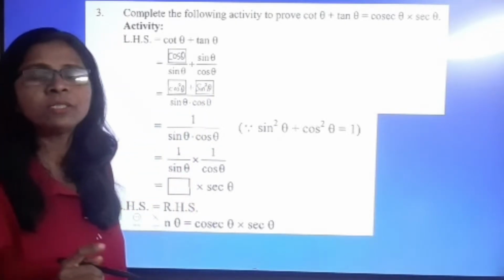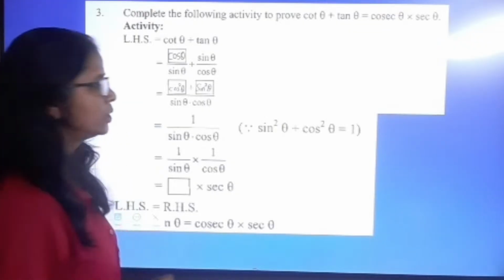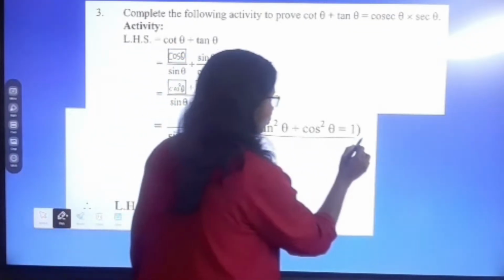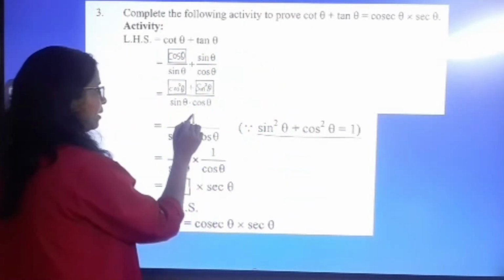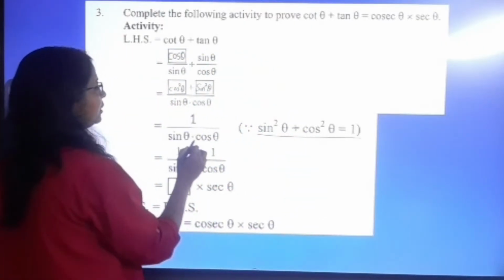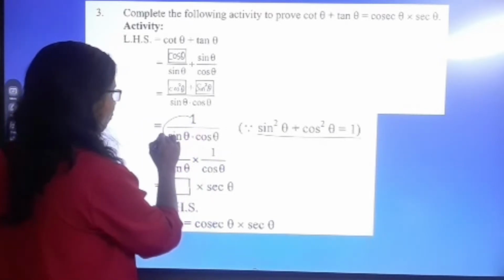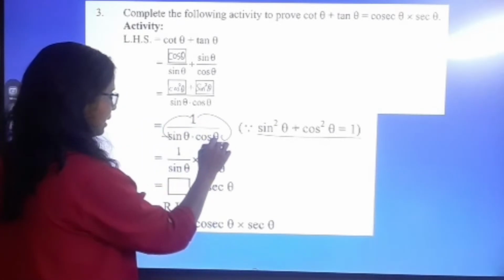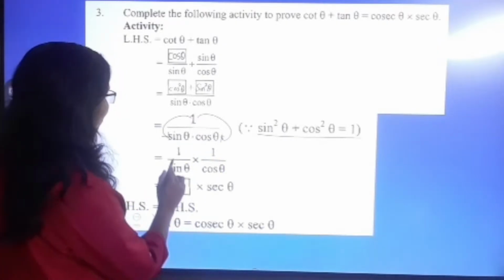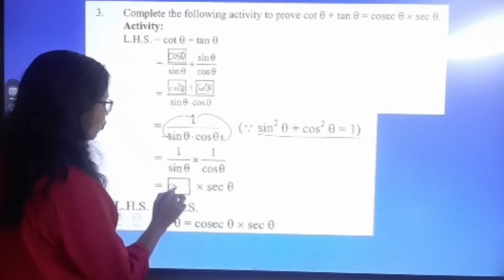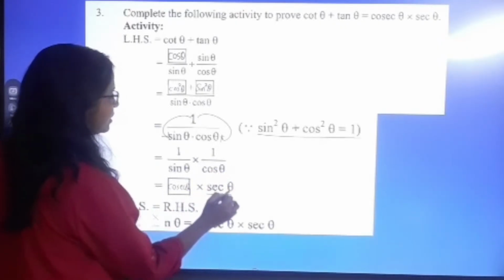So now here students, we know the first trigonometry identity, that is sin square theta plus cos square theta is equal to 1. So we write here 1. So 1 upon sin theta multiply cos theta. Now bifurcation: 1 upon sin theta multiply 1 upon cos theta. So 1 upon sin theta means cosec theta, and 1 upon cos theta means sec theta.